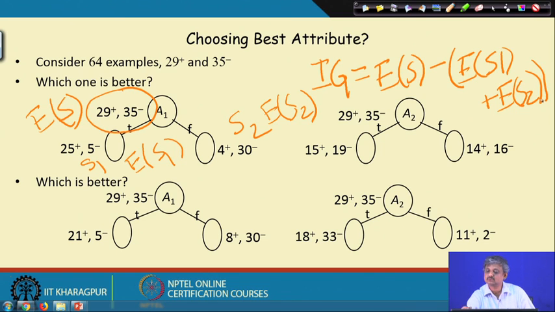So, this is the total entropy of the children, E S 1 plus E S 2. E S is the entropy of the parent. The reduction in entropy is the gain in information. Information is kind of negative of entropy.